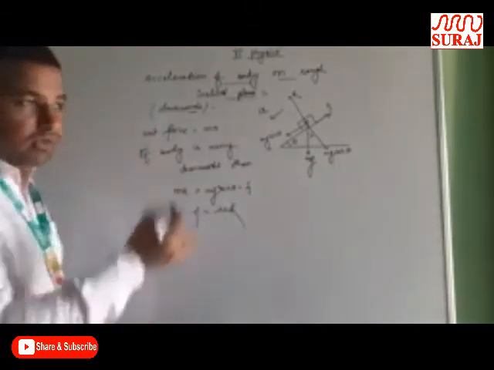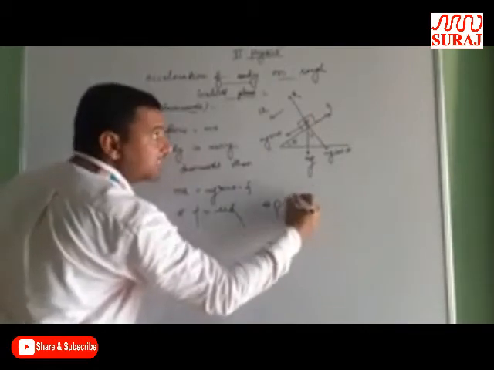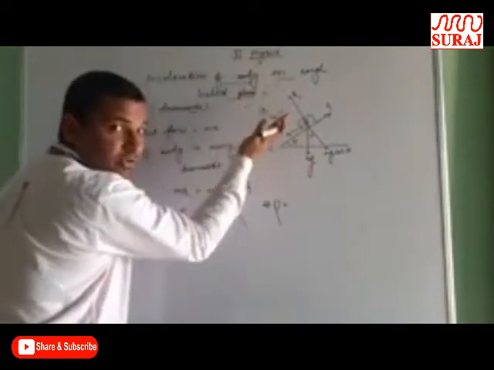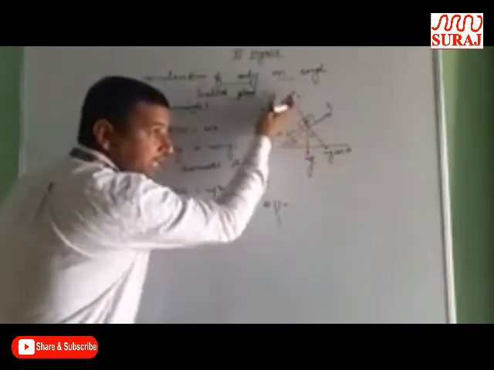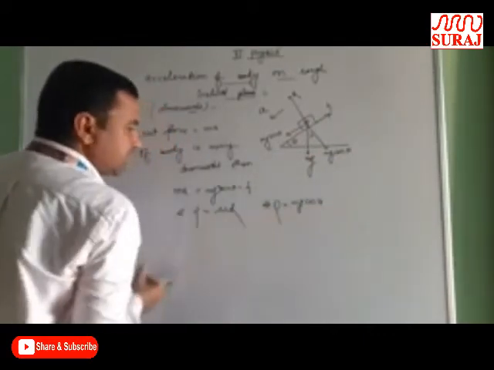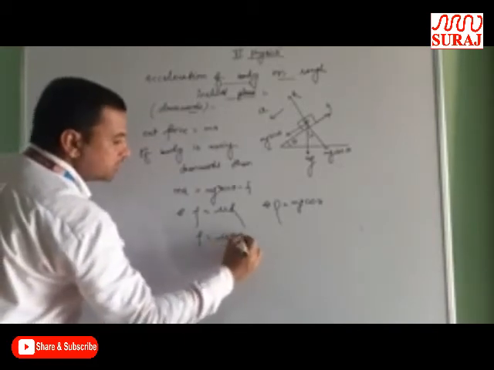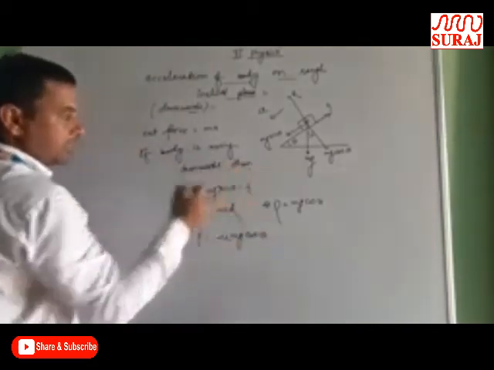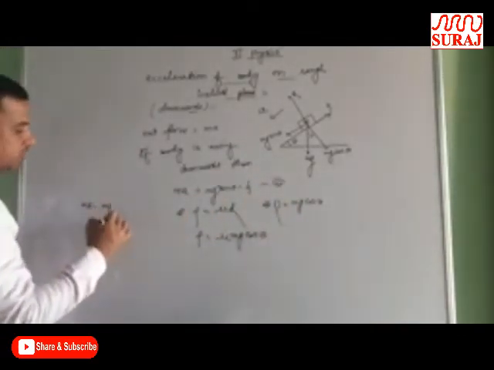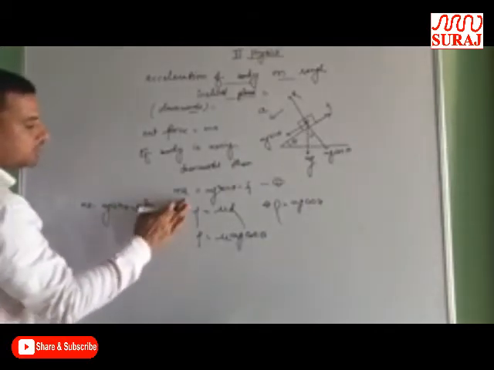And F is equal to force of friction, which must be equal to mu R from the law of limiting friction, and R is equal to normal reaction. From the figure, normal reaction R must be equal to mg cos theta. Then putting the value of R, we get F is equal to mu mg cos theta. Then again putting the value in equation 1, we get ma is equal to mg sin theta minus mu mg cos theta.